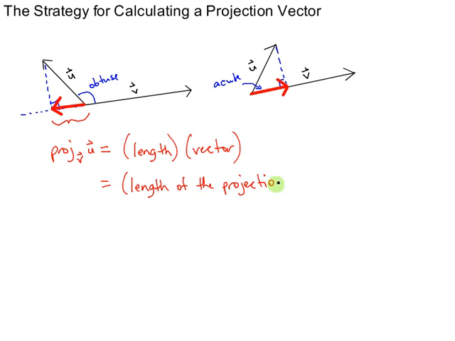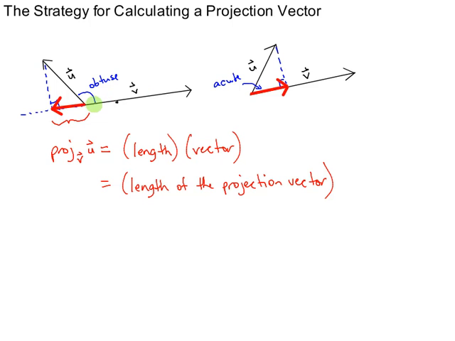A vector has much more than a length. It has a length and a direction. So literally, I just want to know the length of this vector, not the actual vector yet. So to make this projection vector equal an actual vector, I have to take this length times some other vector. Well, the vector part of this focuses in on how do I get the direction of my projection vector the correct way. And the way to do that is to use v.